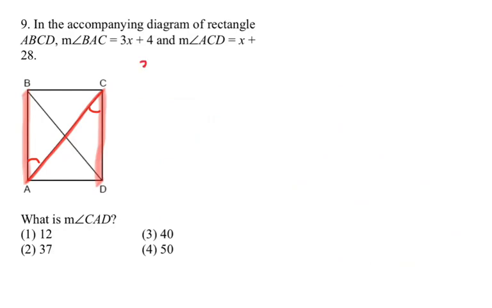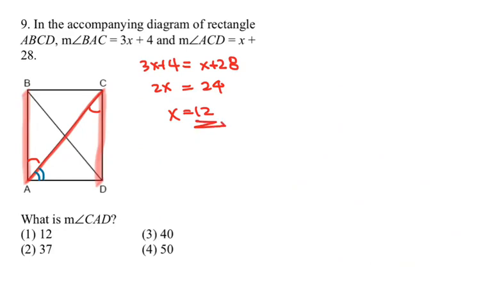So here we get 3x plus 4 is equal to x plus 28. By subtracting x, we get 2x, and by subtracting 4, we get 24. Dividing by 2, x must be equal to 12. Now, since x equals 12, what they're looking for is angle CAD. CAD would have been this portion of the angle. To find that blue angle, all we need is that red angle first. How to find that red angle? Oh, that's the angle BAC.